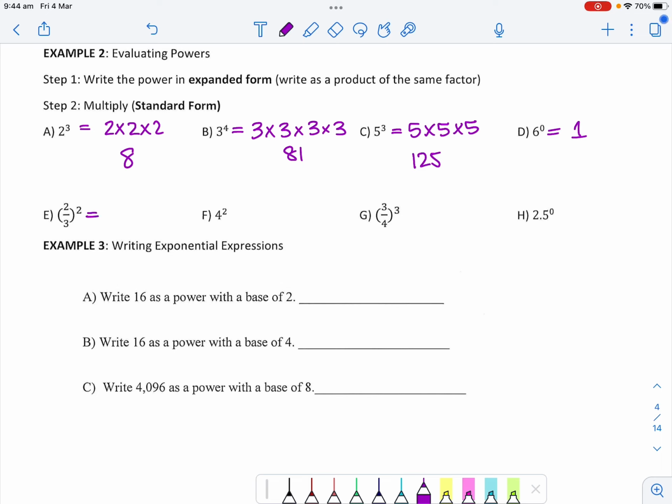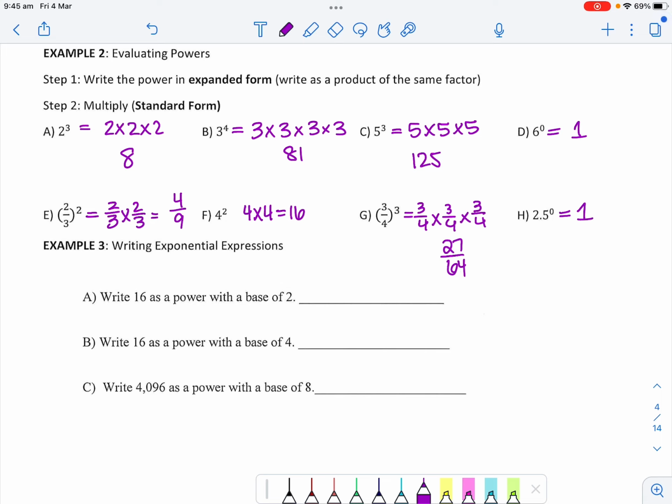Now when it comes to the fractions, you can see that these fractions are written in parentheses. So this is going to be 2/3 times 2/3. So I get 4 over 9. 4 times 4 is 16. 3 over 4 times 3 over 4 times 3 over 4 is going to be 3 times 3 is 9 times 3 is 27 over 64. And 2.5 to the 0 power is 1. It doesn't matter what the base is. If the exponent is a 0, the answer comes out as 1.